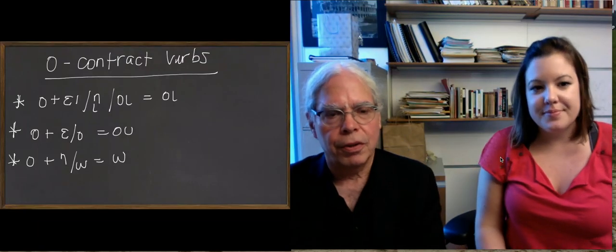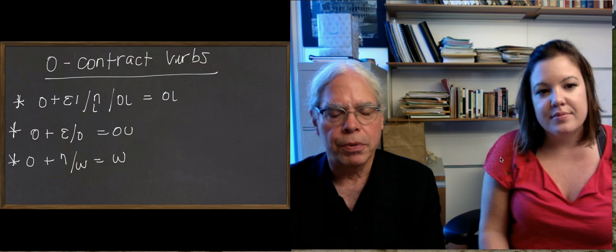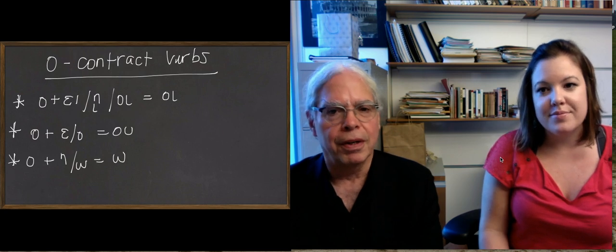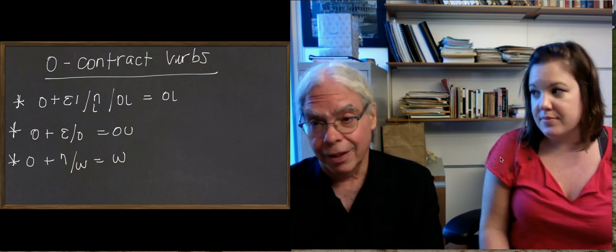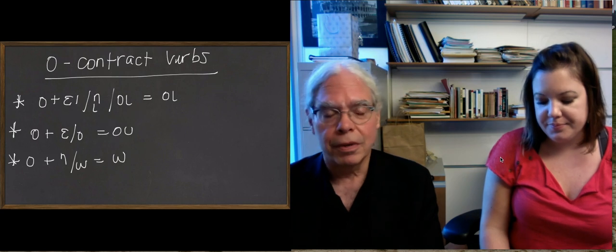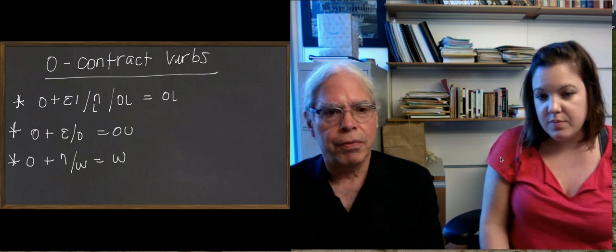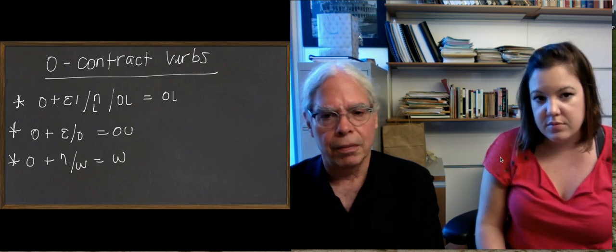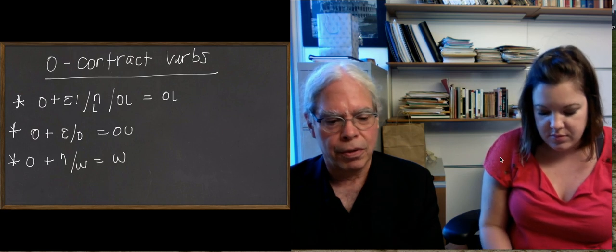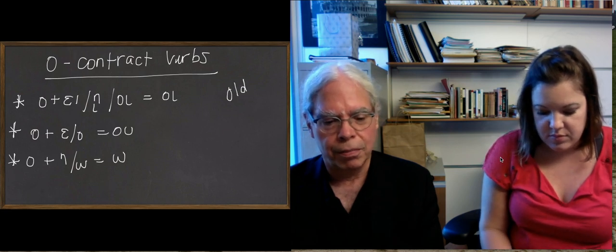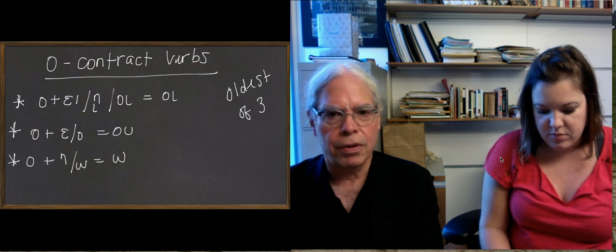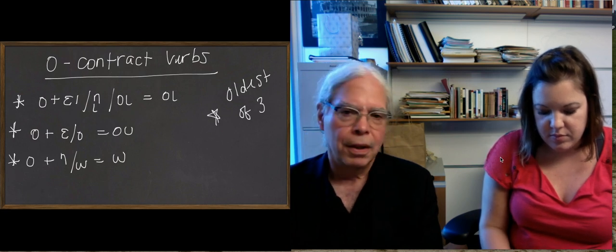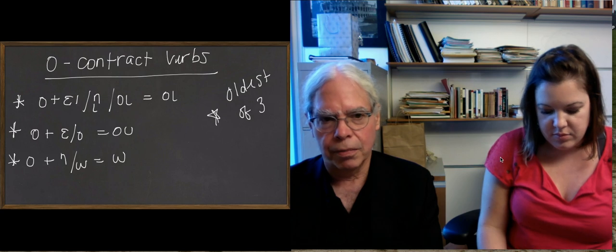So now I'm going to show you how omicron contract verbs. This is the third in the series, right? We've done alpha contracts, epsilon contracts, and now omicron contracts. This is actually the oldest of the three classes. And you know that it makes you think it would be the oldest because there are so many adjectives and nouns that end in -os in Greek of the second declension type.